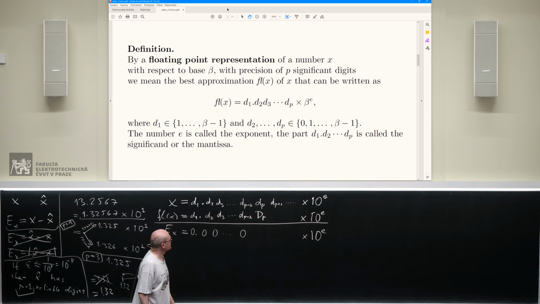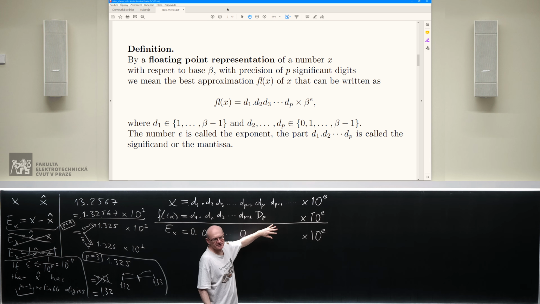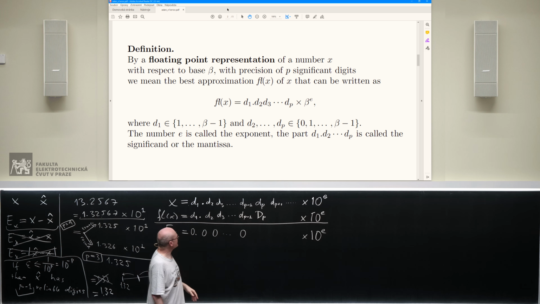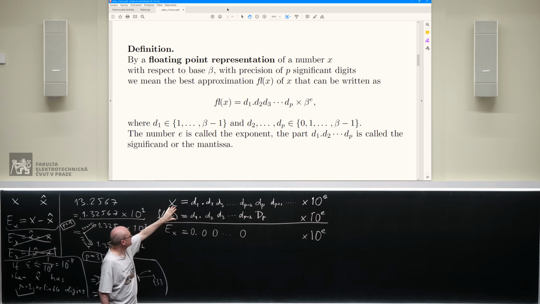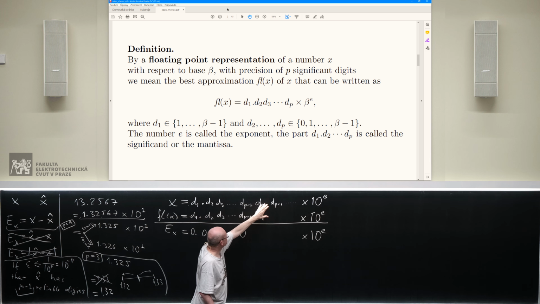Now the question is, what should I put here? That's a very good question. And to simplify my life, I will ignore this decimal part here. Let's imagine that the decimal dot is somewhere here. So I'm just comparing two numbers. And I want to know the difference.